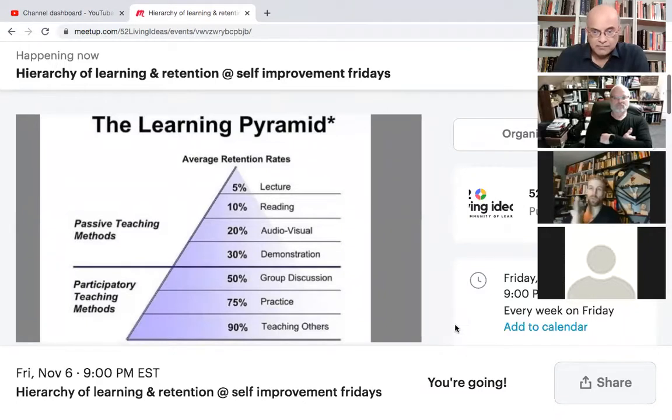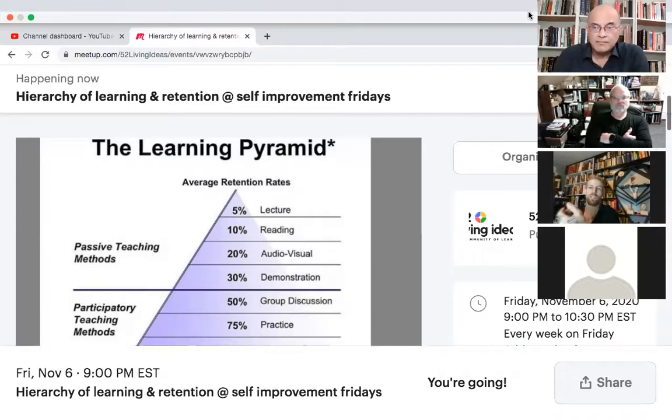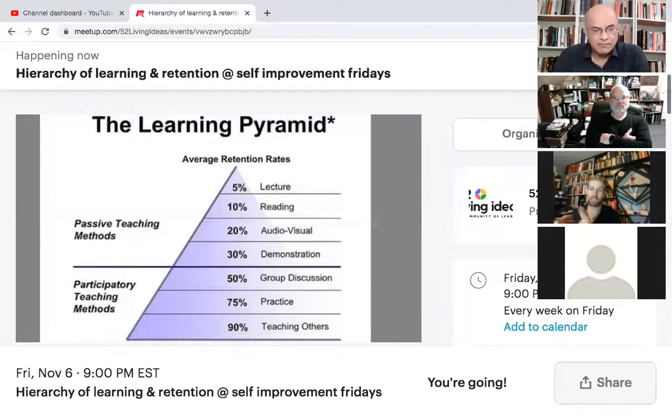So at the top, we have lecture. By this metric, I'm sure these numbers are kind of arbitrary, but by this metric, it's saying this is the least way for us to retain information. It's 1/20th. So 5% of information is absorbed from listening to a lecture. And I think there's a few reasons for this.